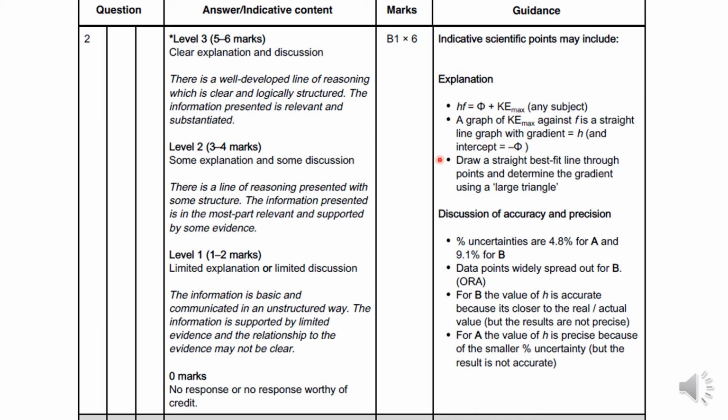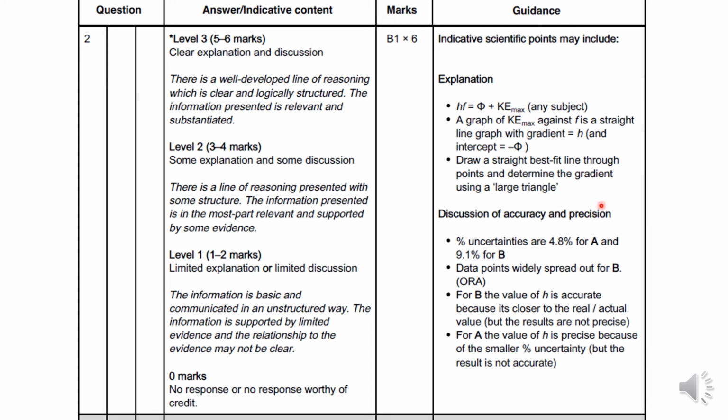So what you would need to do to get a value for H is to use those kinetic energy against frequency graphs, draw a straight line of best fit, draw a nice big triangle, and measure the gradient by doing rise over run.